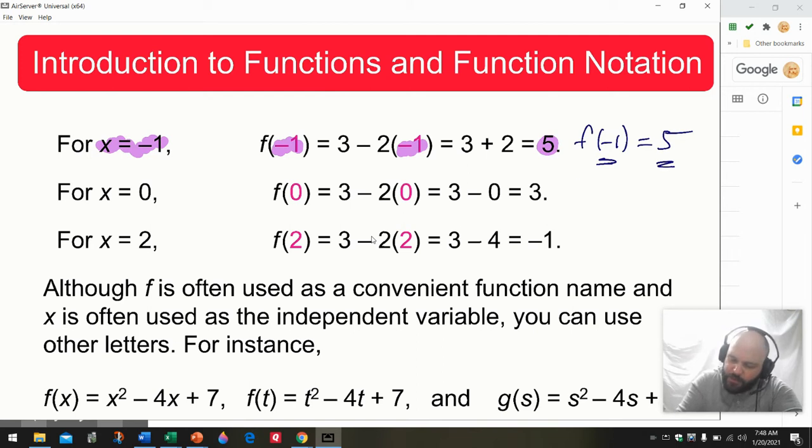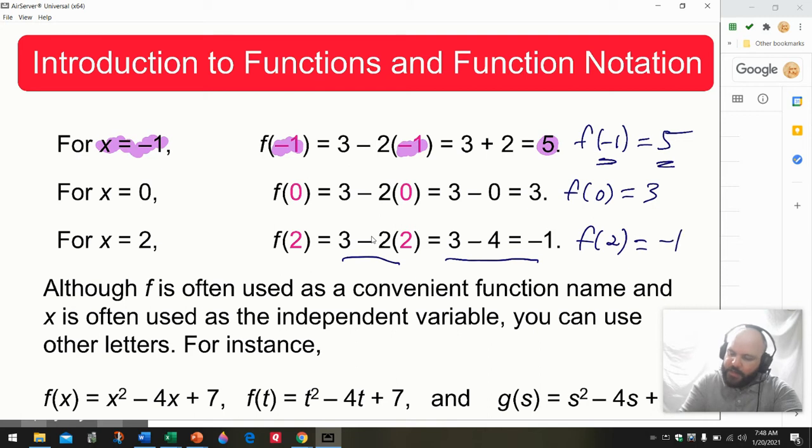Same thing here. We plugged in 0, so we found f of 0. And when we did that, the output was 3. The last one is f of 2. And following PEMDAS, substituting 2 in, you can see we got -1. So again, function notation allows us to very easily see what the input and then the output were from the function.